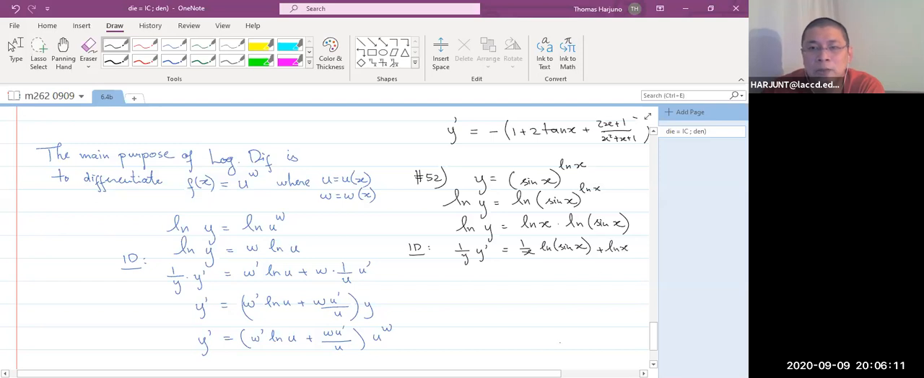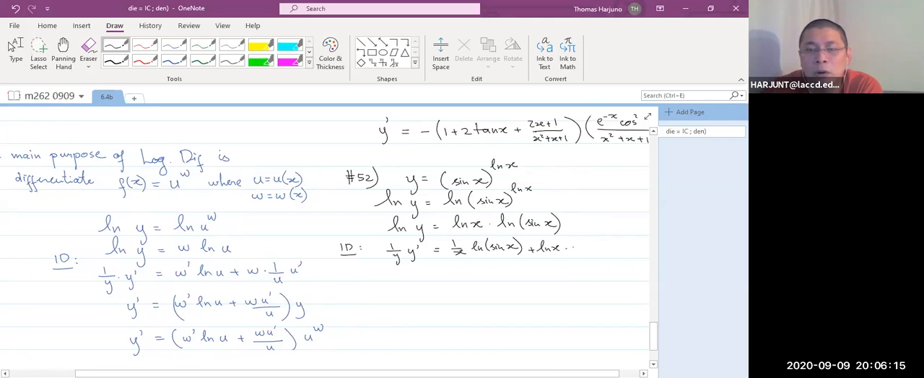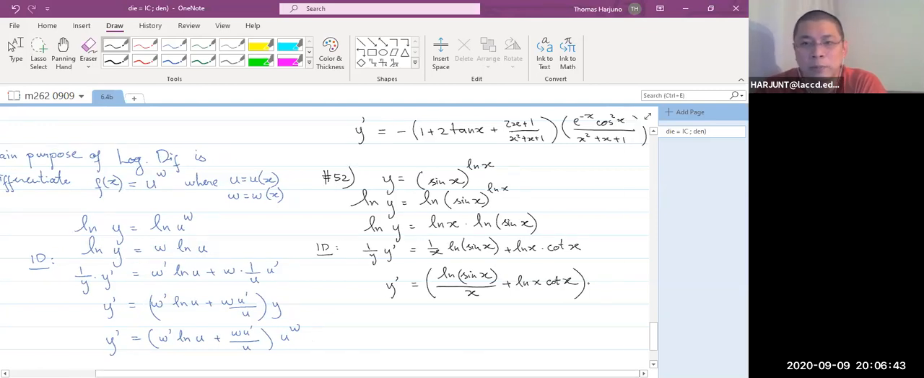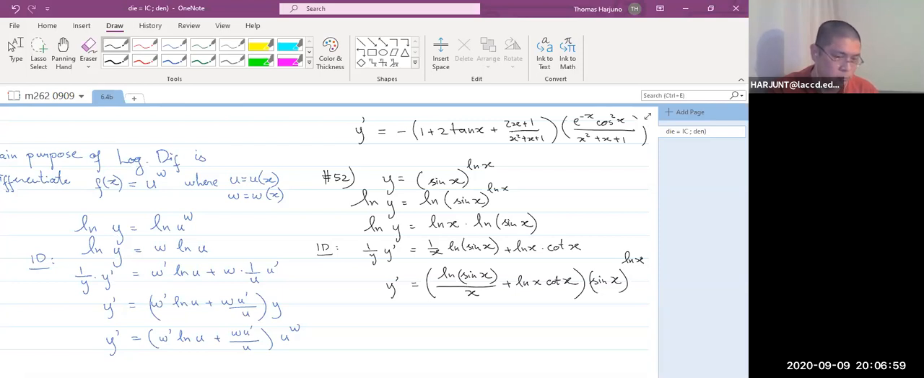plus ln x times, can I go ahead with cotangent x? I hope you don't mind. So y prime therefore equals ln sine x over x plus ln x cotangent x, all of them multiplied by y, which is sine x to the power of ln x. Okay, that's what implicit differentiation is for.